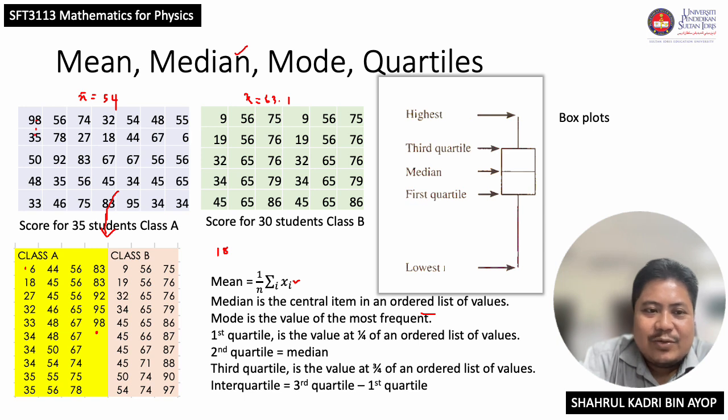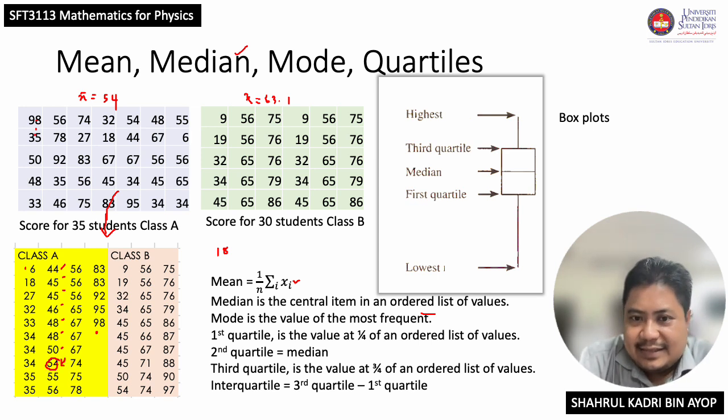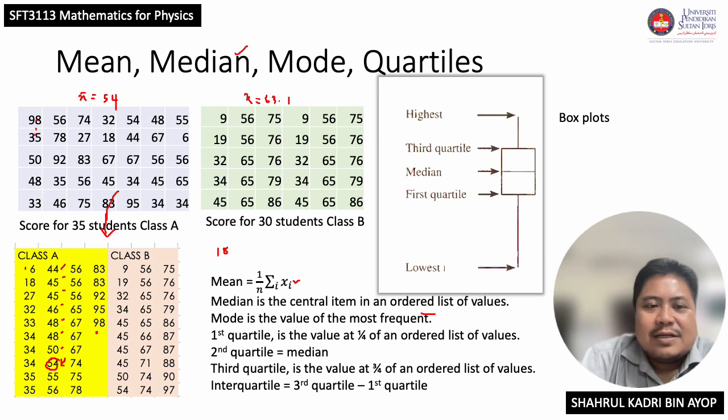So 18, so where is it? This is 10, 11, 12, 13, 14, 15, 16, 17, 18. So this is located at the location 18, the middle of the list. So the median for this class A is 54.